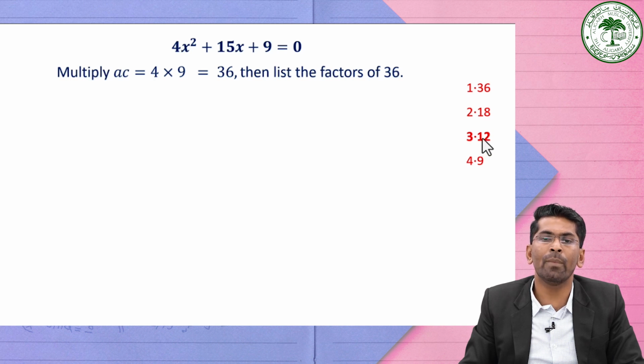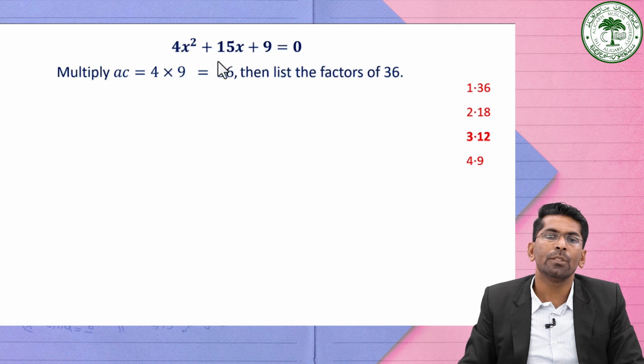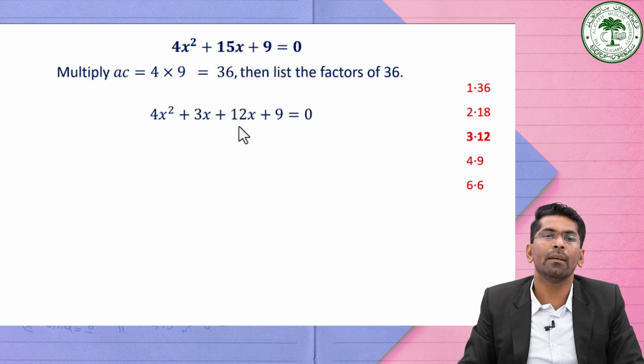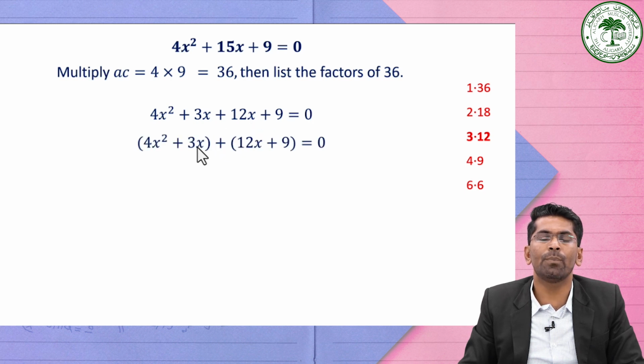The plus sign will remain. So if you multiply these two terms, you will get 36, and if you add them, you will get 15x. So now we are going to replace this 15x with these two numbers. Instead of 15x, I am substituting 3x plus 12x, which is equal to 15x. Now I am grouping these terms: 4x square plus 3x plus 12x plus 9.